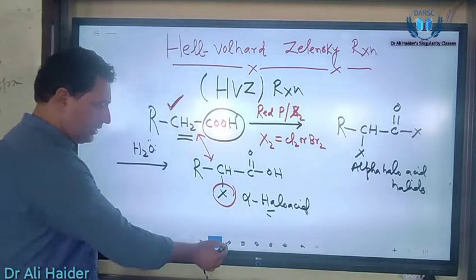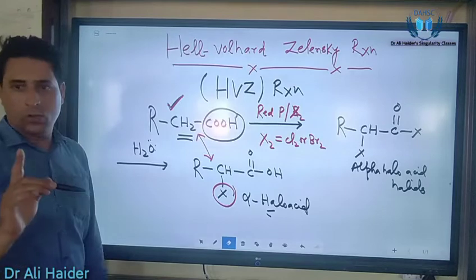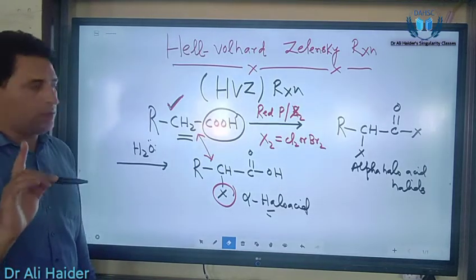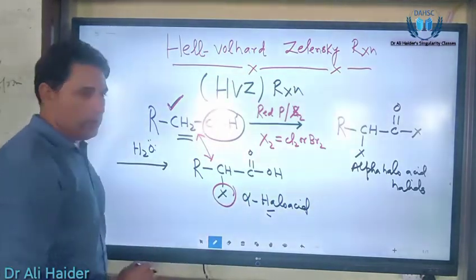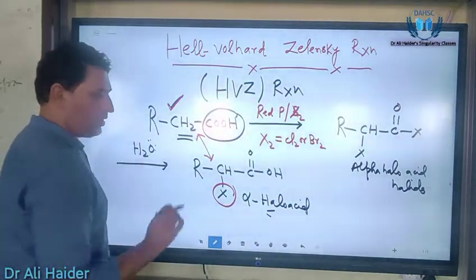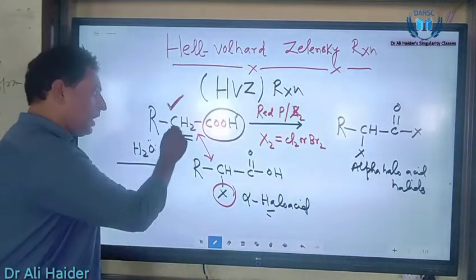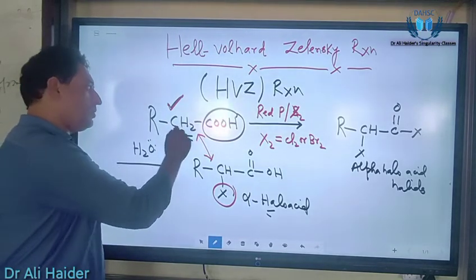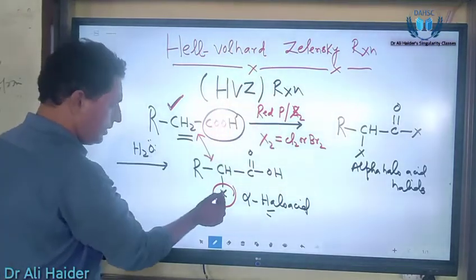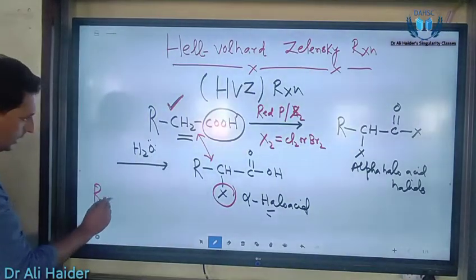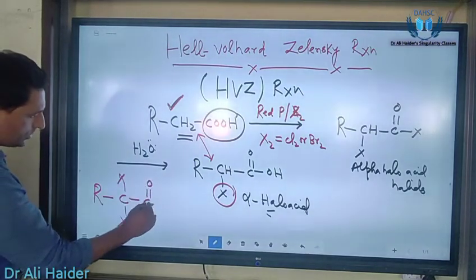Now the important thing to remember here is that if you are taking 1 mole of halogen, then you will have this type of product, alpha halo acid, just a monohalo acid, right? Now if you are taking excess of halogen, then all the alpha hydrogens here will be replaced by the halogen, and the product will be RCX2-C(=O)OH.